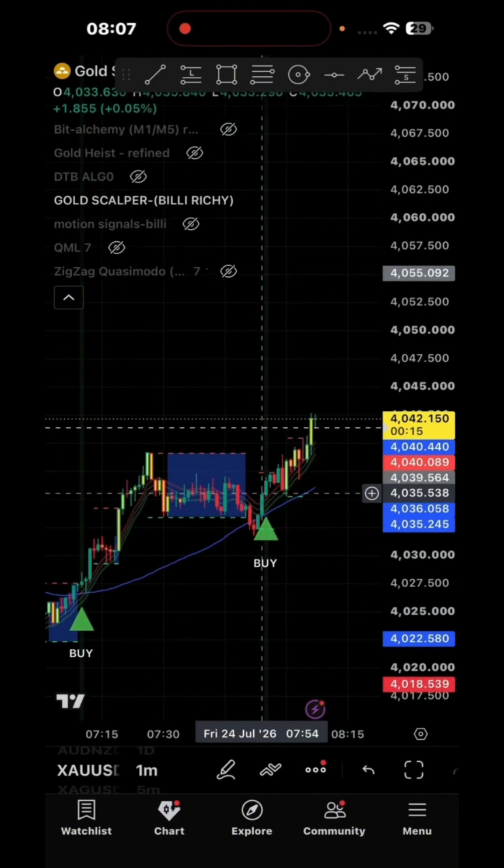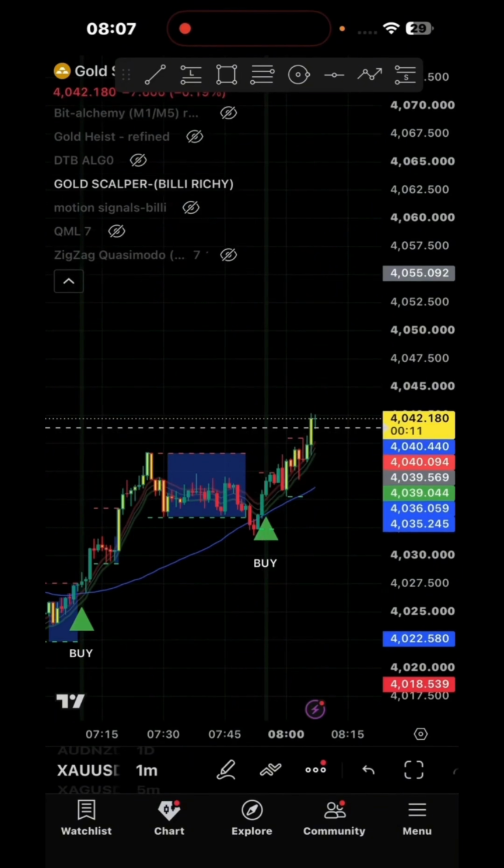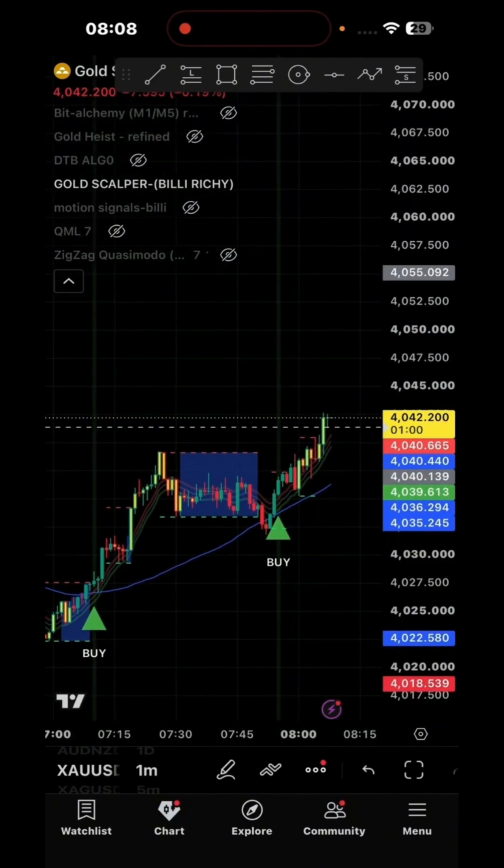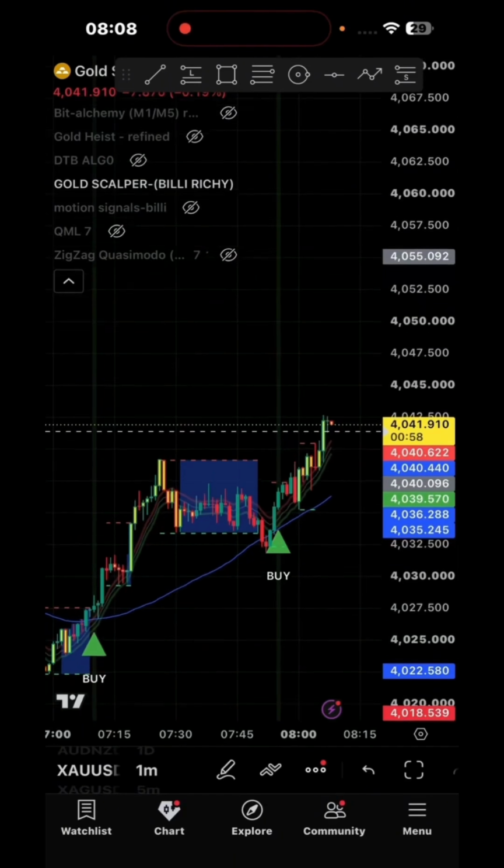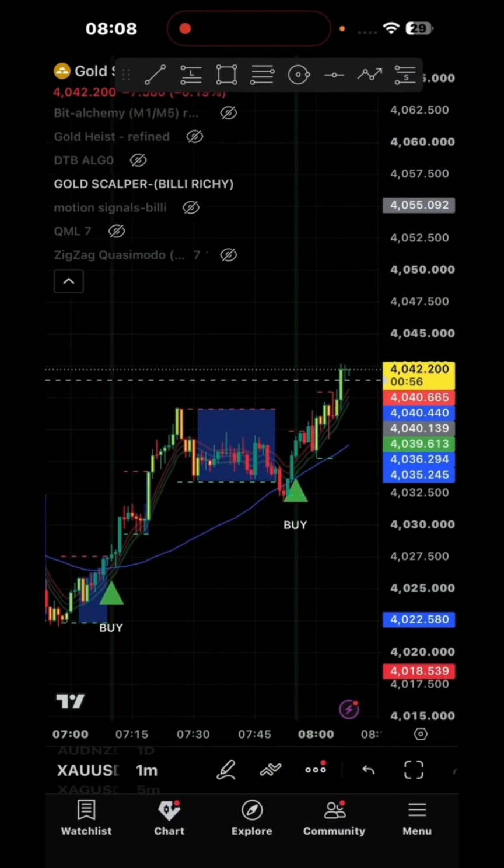So this is what happened. This is the buy trade, and immediately it just started going up straight, broke the previous high, and then it gave us over $1,000 of profits. So we ate this one successfully, and then let's wait for the next one.